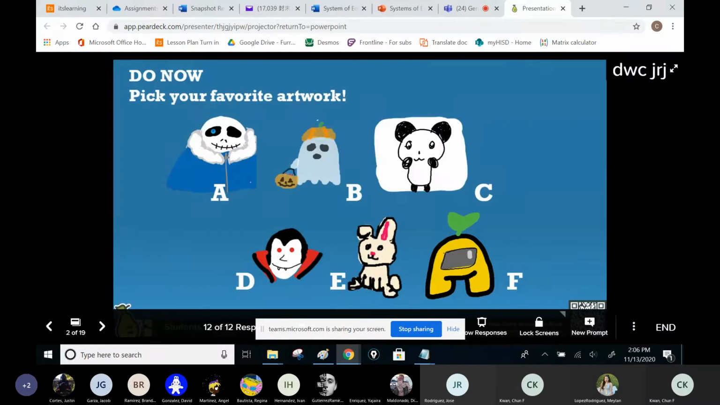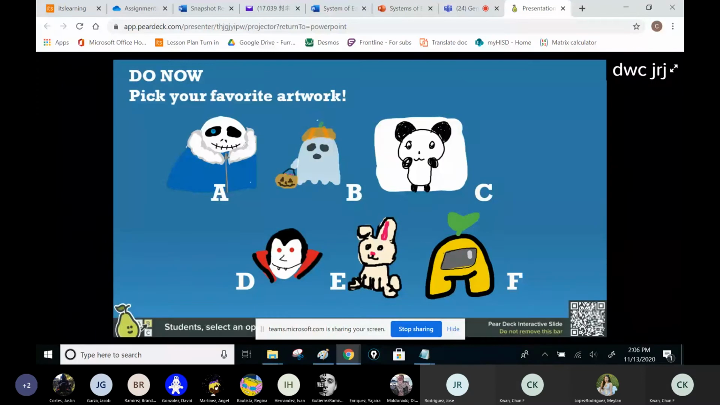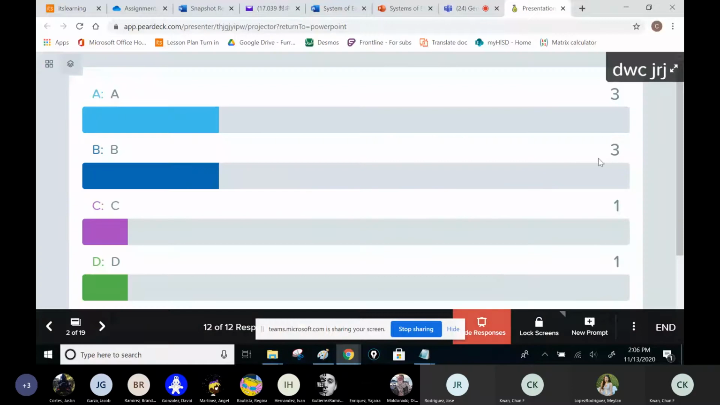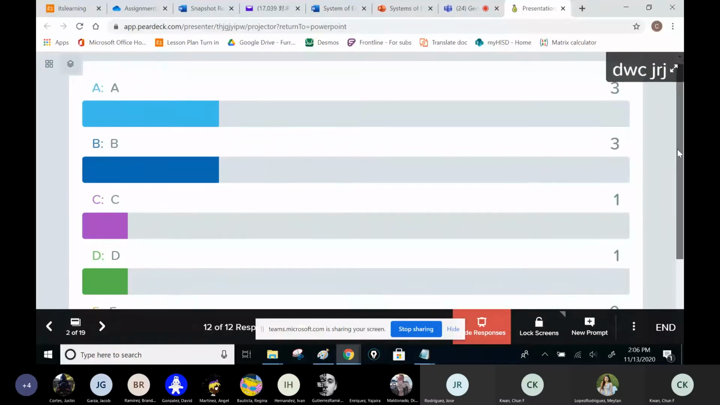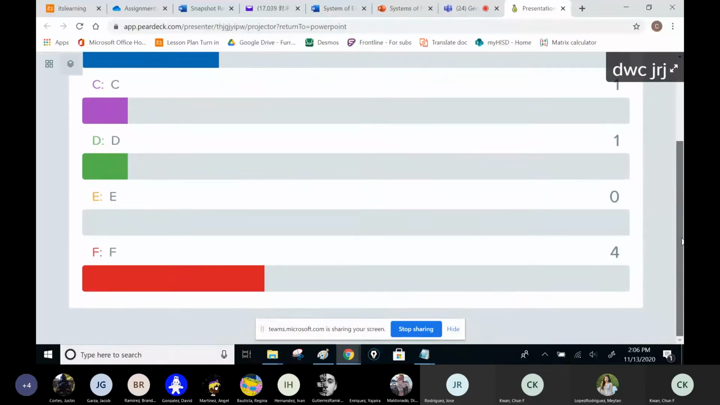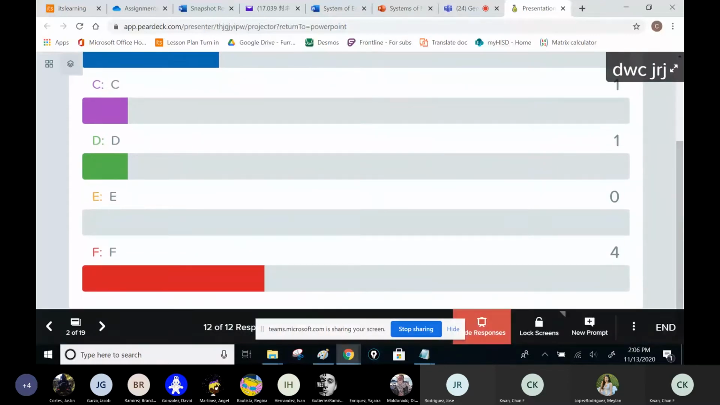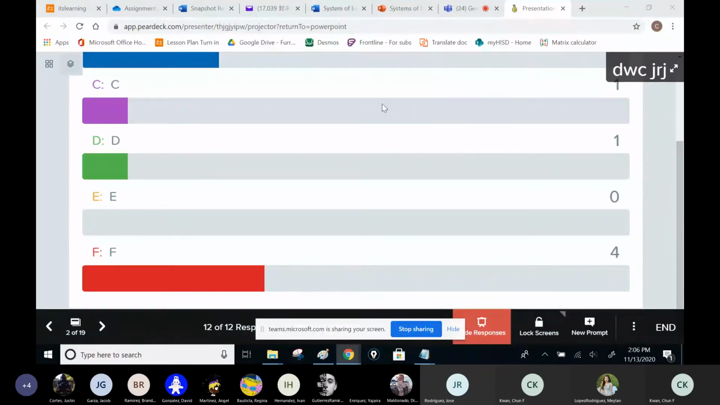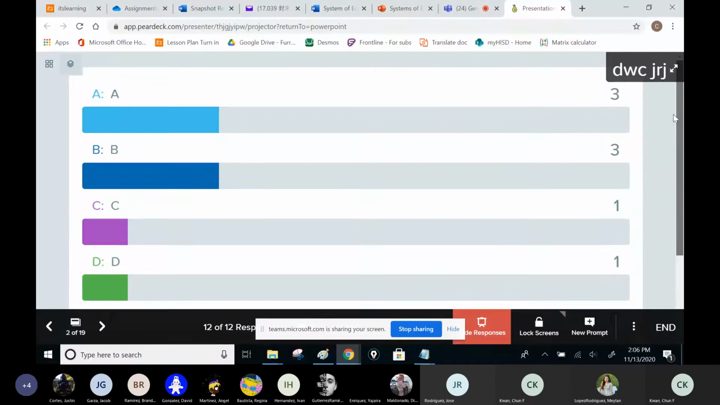All right, so I want you guys to just cast a vote. Hopefully, you guys can pick one artwork that is really good. And this is the result. Three of you guys pick A, three of you guys pick B, and then one of you pick C. Oh, four of you guys pick F. Oh, I didn't expect that, but I guess right now is really popular, huh? The game Among Us. So yeah, almost every single period, people either pick F or A.